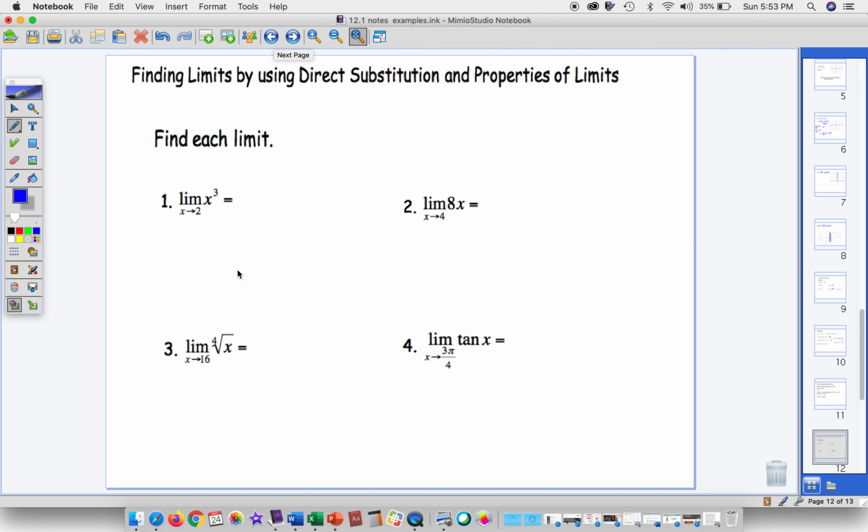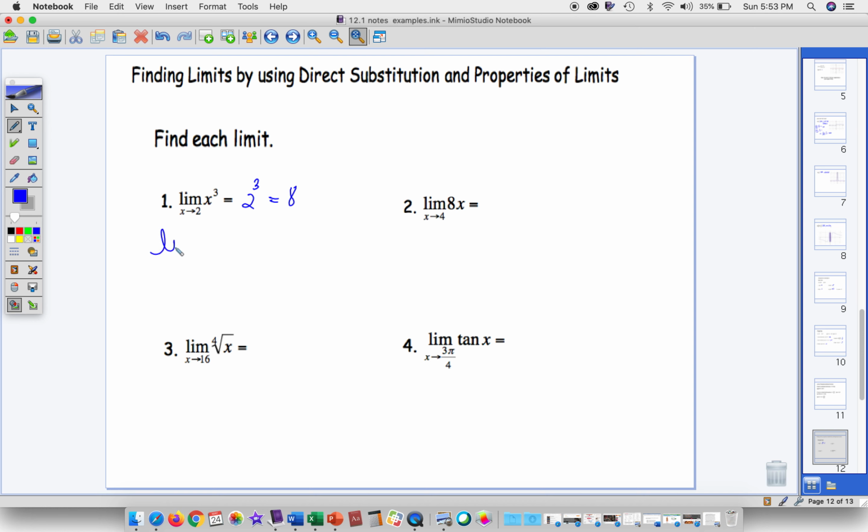So finding limits by using direct substitution and properties of limits. Just to show you, this is an easy direct substitution. We know the graph of x cubed is continuous, so I can just calculate this as 2 cubed, and that's equal to 8.